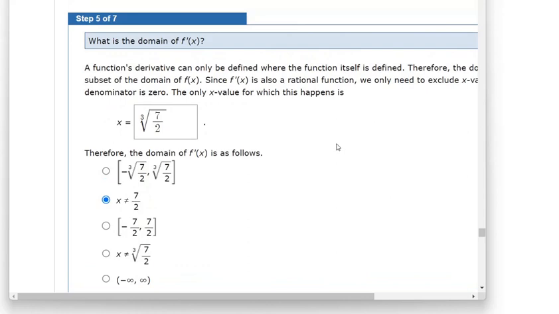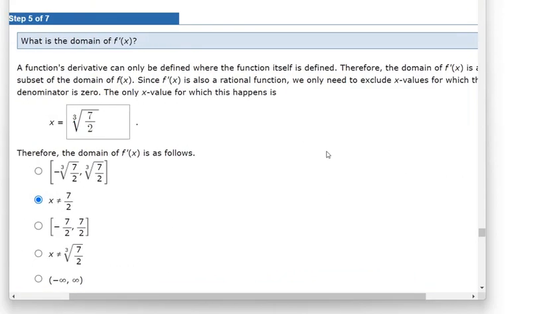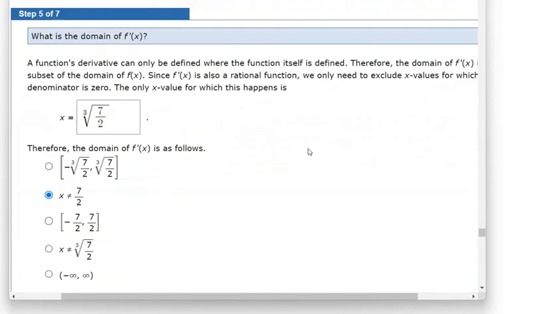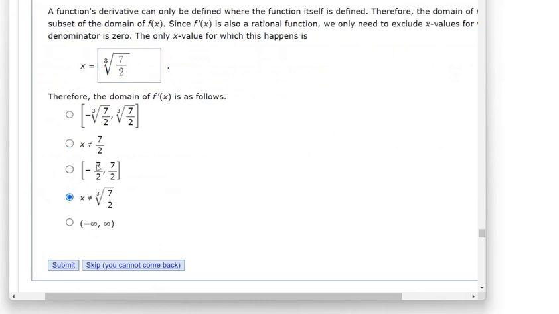Oops, I did something wrong. Okay, let me pause the video. I got something wrong because it didn't let me go ahead. See, I didn't click this one. I absentmindedly clicked the one where I saw 7/2, but it's the cubed root of 7/2. X equals 7/2 is fine.